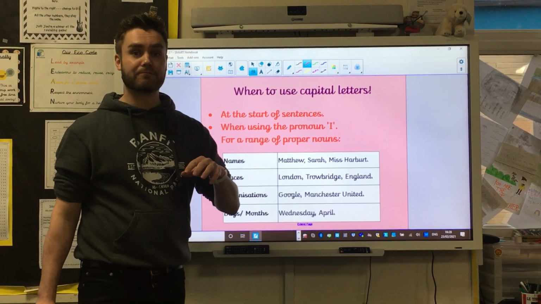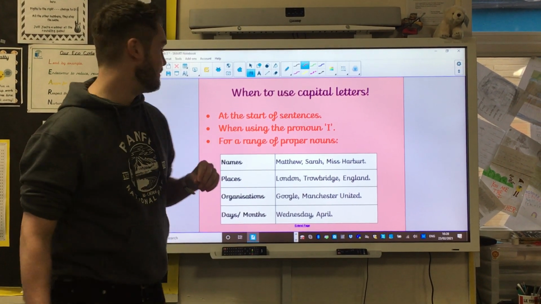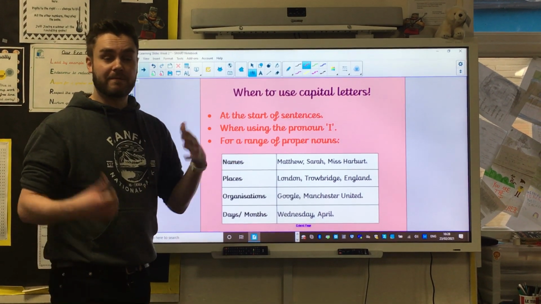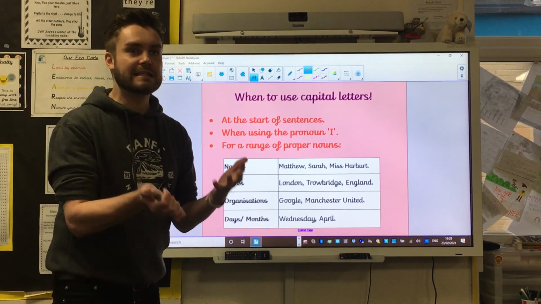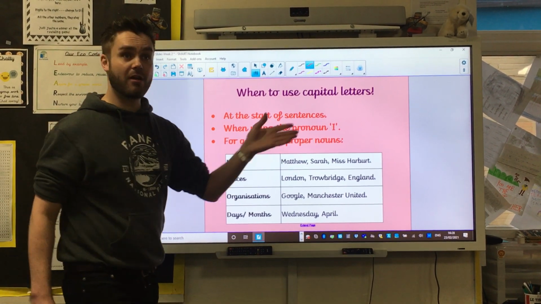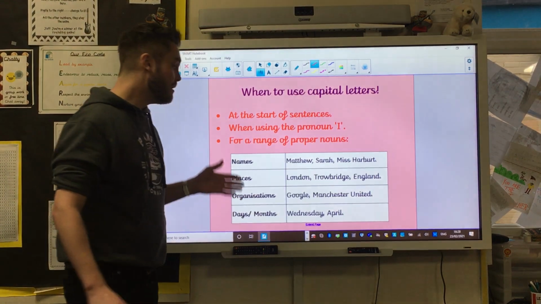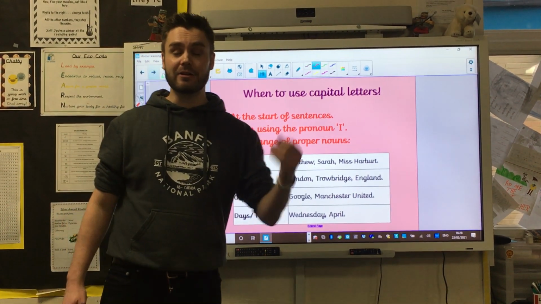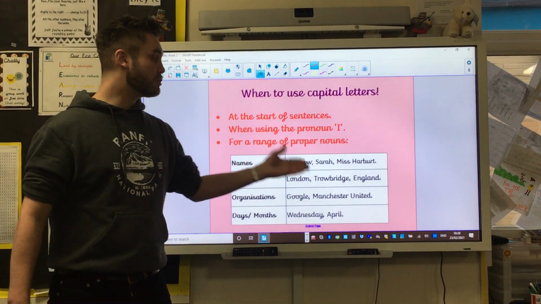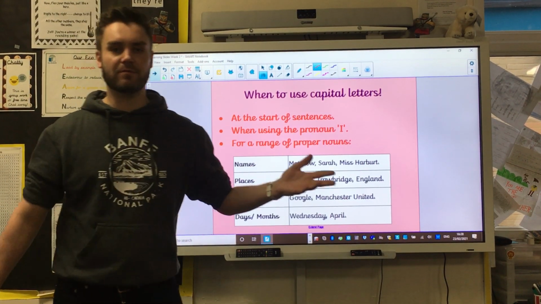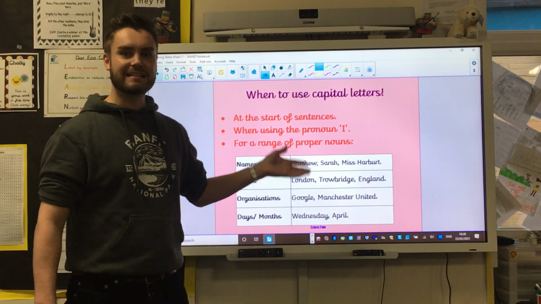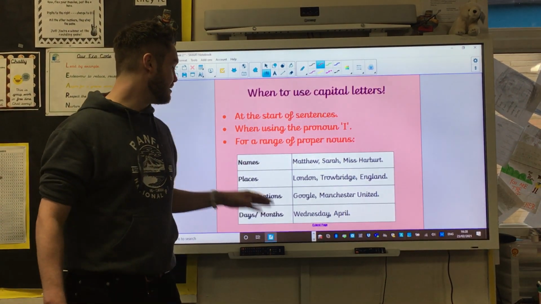And then you've got a range of proper nouns, and these are ones that we've looked at in class before. So it could be for names. So if you have a name, it needs to have a capital letter. So Matthew, Sarah, Miss Harbert would be an example of one. Places, anywhere you can go to or visit, like London, Trowbridge, England, your favourite football stadium, Old Trafford maybe, will need to have capital letters.